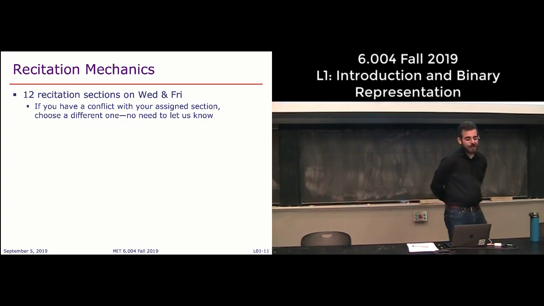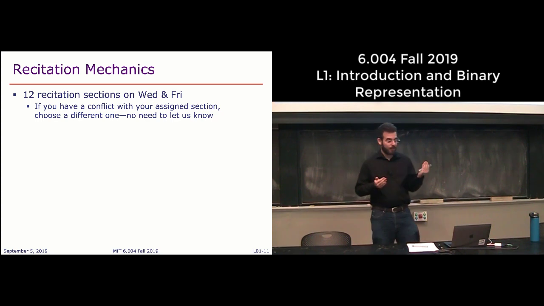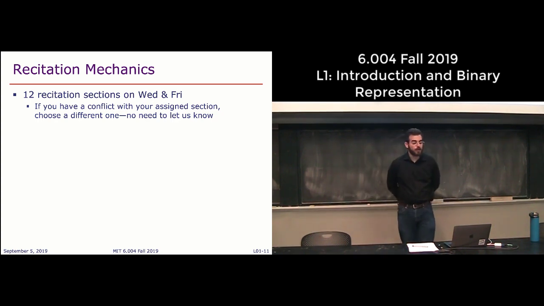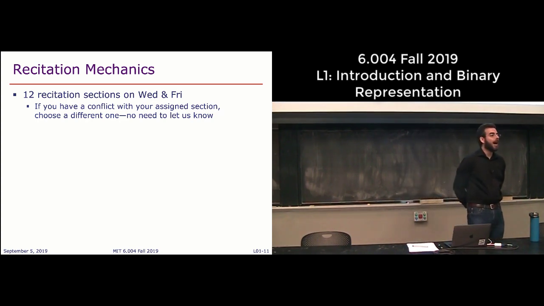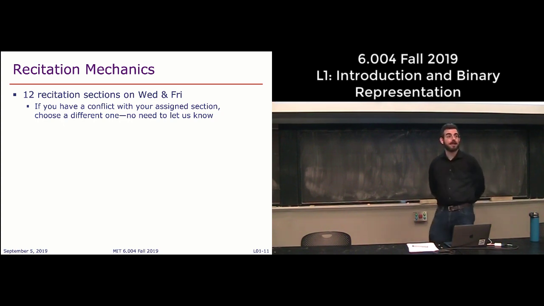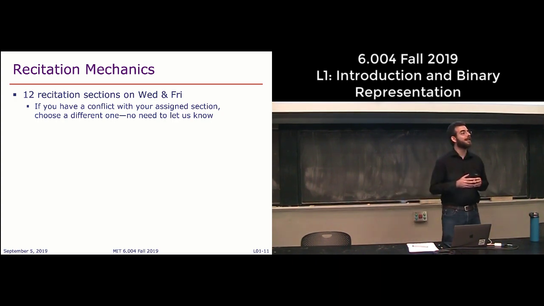Okay, in terms of recitations, there are 12 recitation sections on Wednesday and Friday, and each recitation section covers the material from the lecture in the previous day. If you have a conflict with your assigned section, just choose a different one. There's no need to let us know about changes in recitation sections. If you can make the section that you got assigned through the registrar, then perfect. But essentially what we're going to do is ignore the assignments from the registrar at the beginning, and then as you settle down, we'll just keep track of which recitation you are attending.